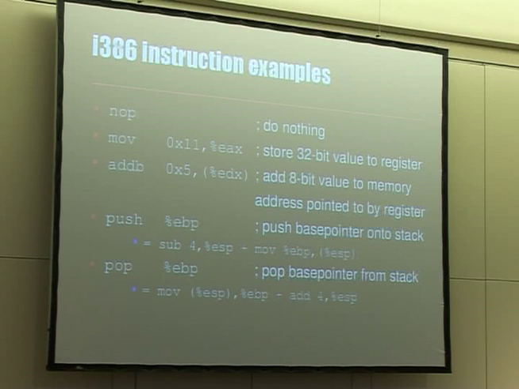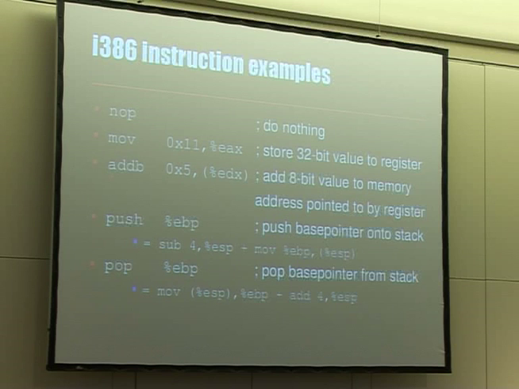So let's go through some examples of the i386. And one of the most important ones, you won't believe it, is the NOP. It's no operation, it just does nothing. And we've got the move operations, like the second one here. It's going to store the value 17. It's hexadecimal. I suppose you know how you calculate that. It's the decimal value of 17, and it's going to be stored in the register EAX.